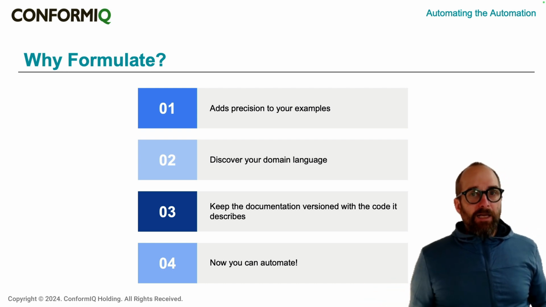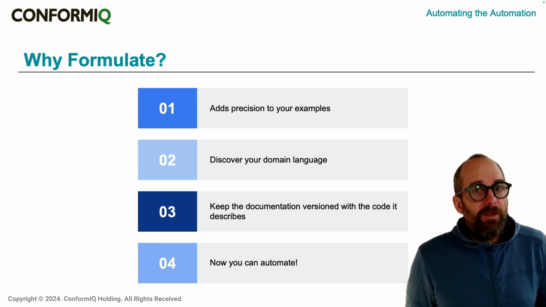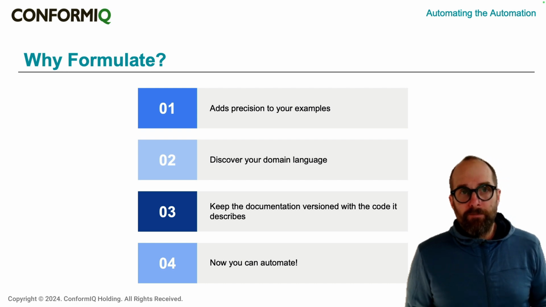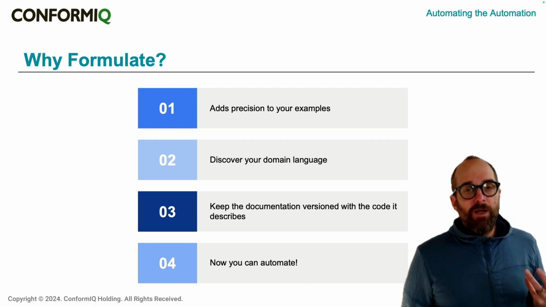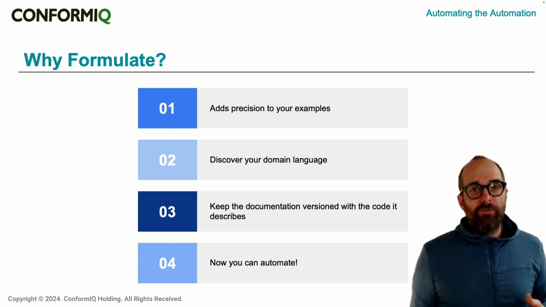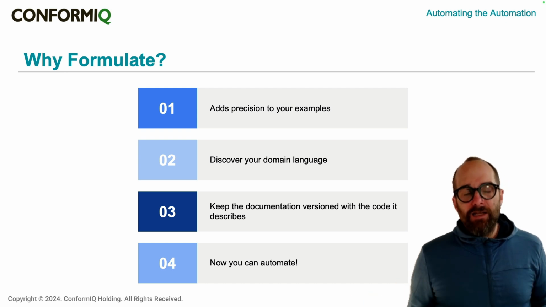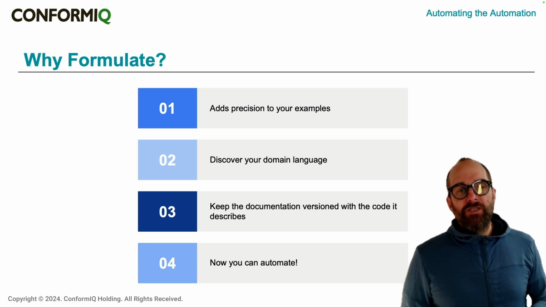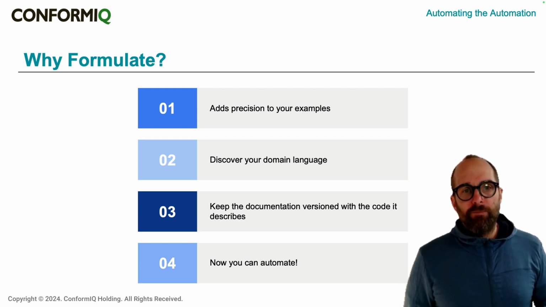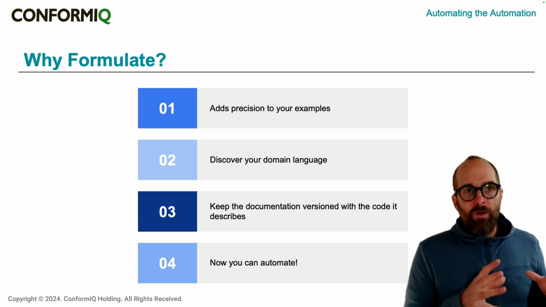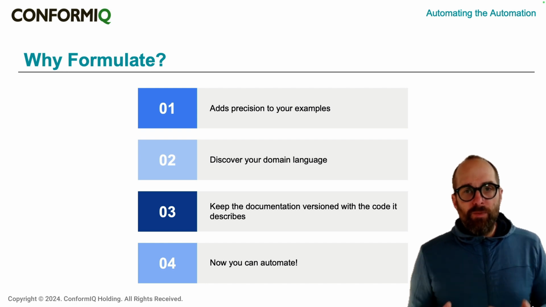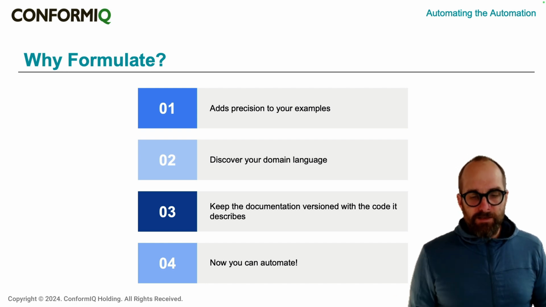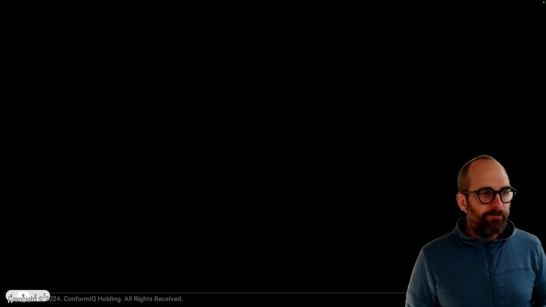But the best thing about doing formulation, and in my opinion, the only reason to really do it, is so that you can automate. So if you're writing given when thens and you're not going to run them as automated tests, I'd say that is a little bit wasteful. There's maybe better ways to express the behavior that you want to implement. But a great advantage that it gives you is that you're going to be able to actually run these as automated tests. Now let's have a look at how that works.